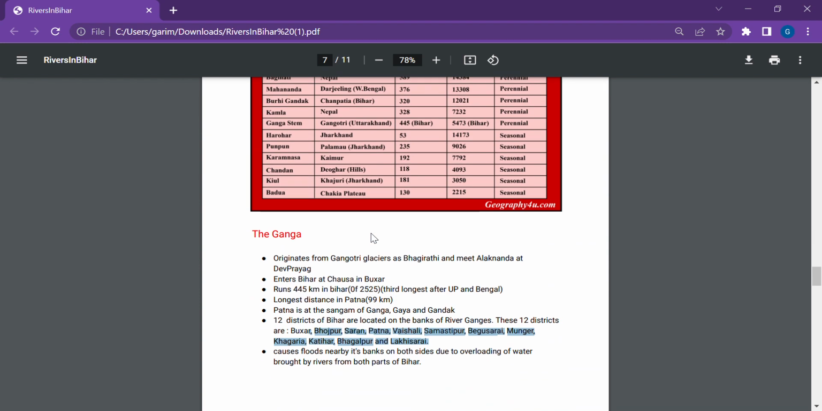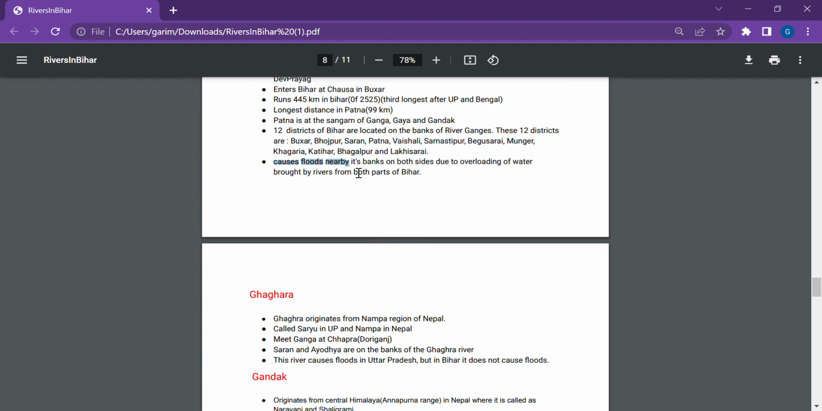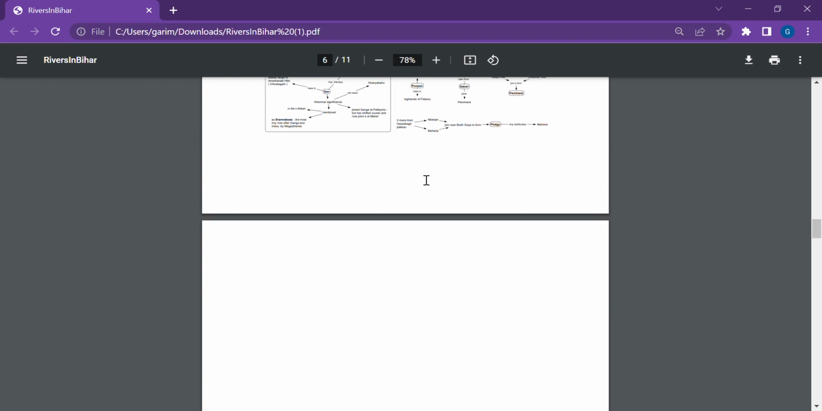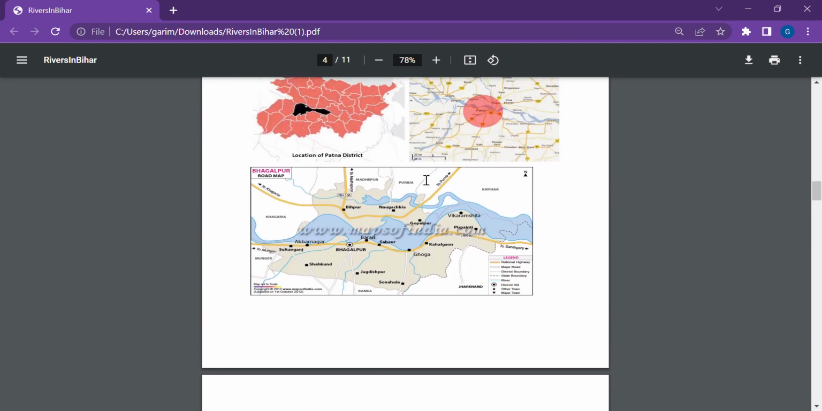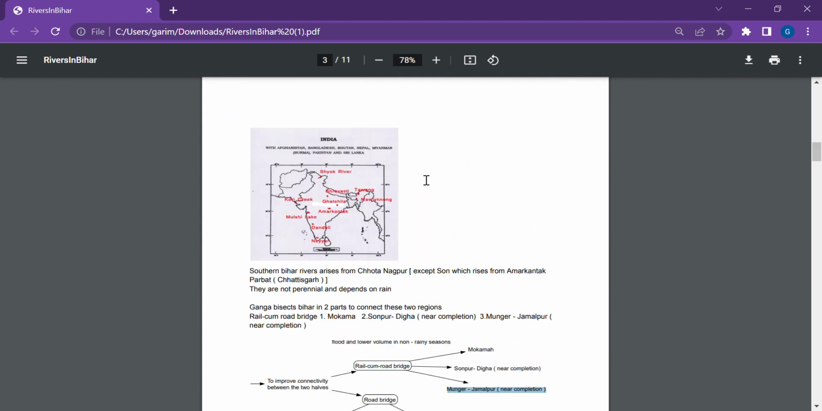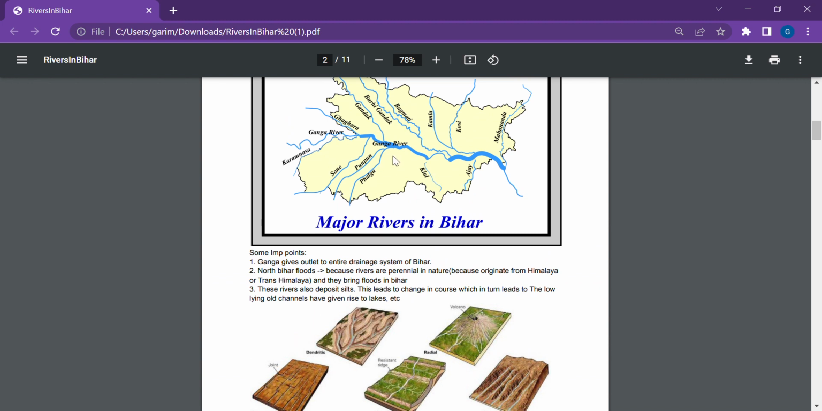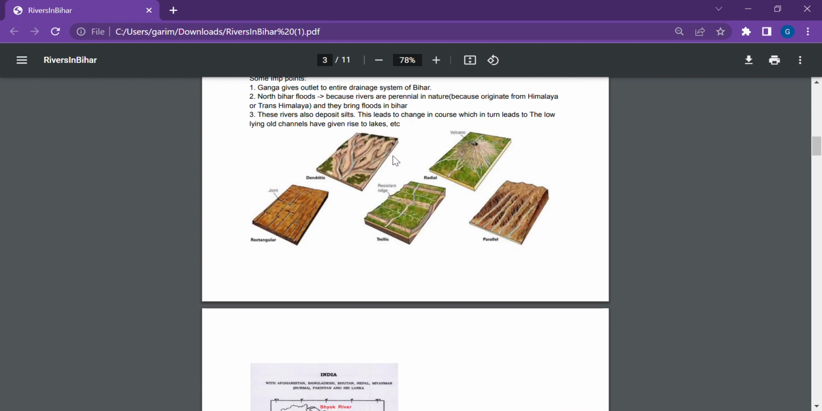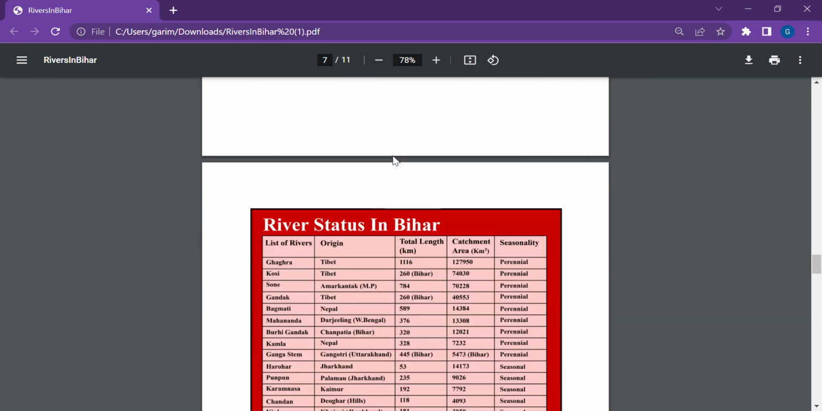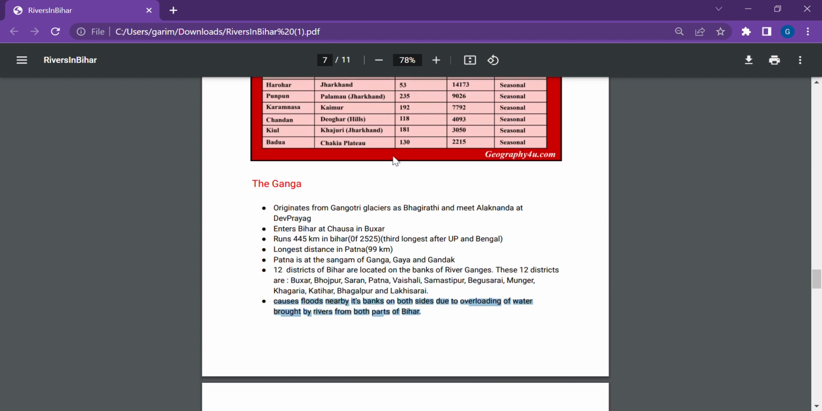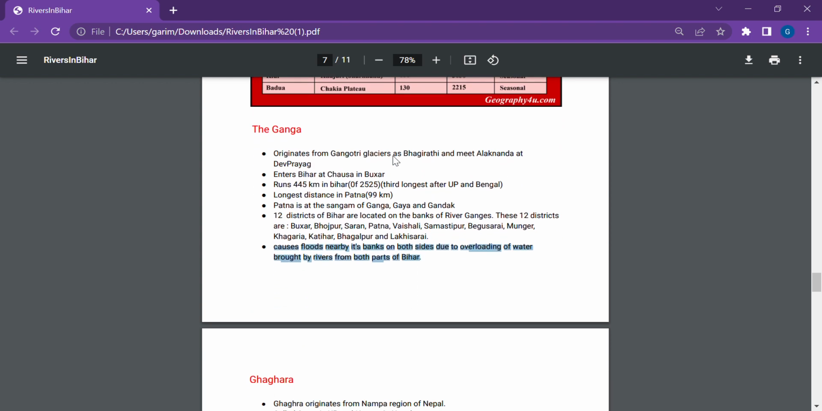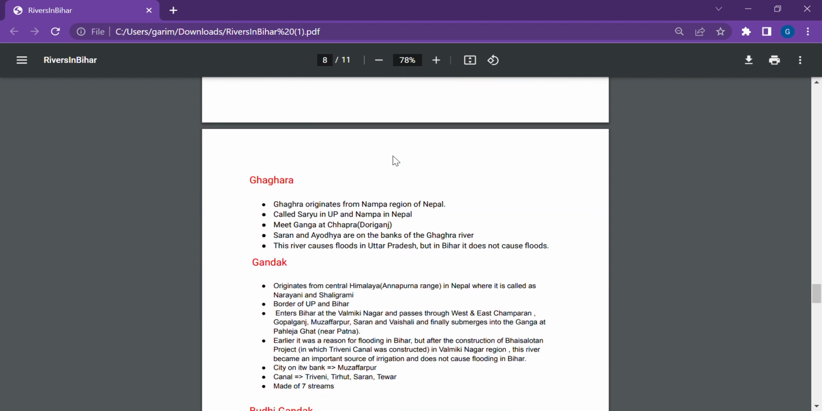Okay, we'll move on now. It causes flood near its bank on both sides due to overloading of water brought by the river. Now we can see in the map of the river system of Bihar that Ganga provides an outlet to all the smaller rivers, all the smaller distributaries, and it collects water from all these rivers. Since it is collecting a large amount of water from all these rivers, it is very obvious that it will cause flood in that region, because it is carrying a large amount of water beyond its capacity.